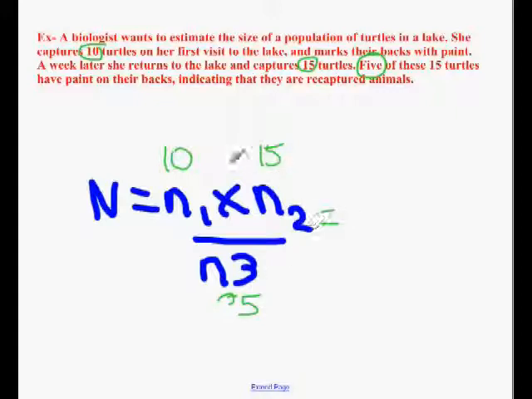So what is our population? 10 times 15 is 150, and divided by 5 gives us a rough estimate that in that lake, the estimated population is 30 turtles. And you can see that it doesn't matter what numbers you're using, but obviously the bigger the numbers you capture, the more accurate your method would be.